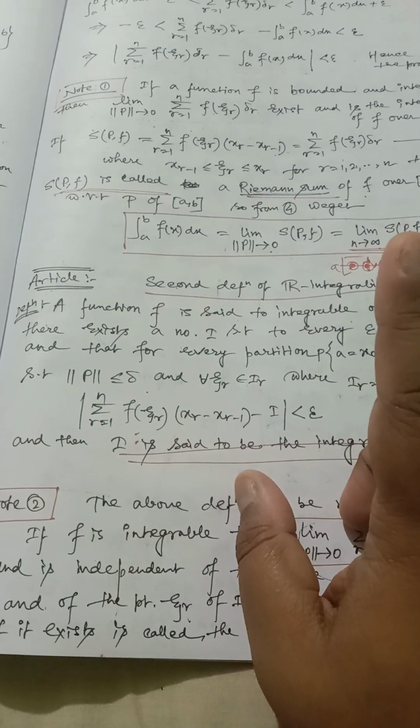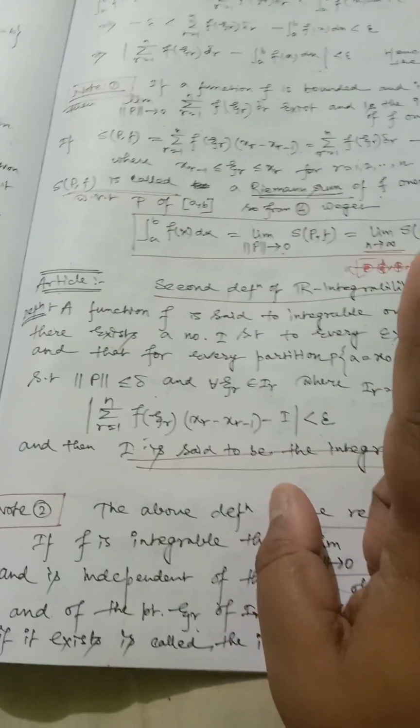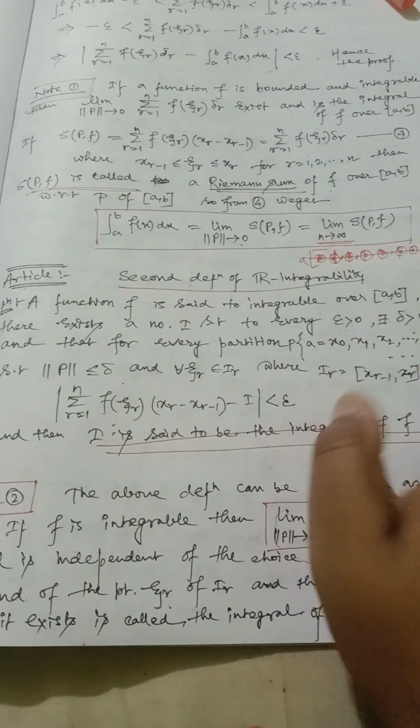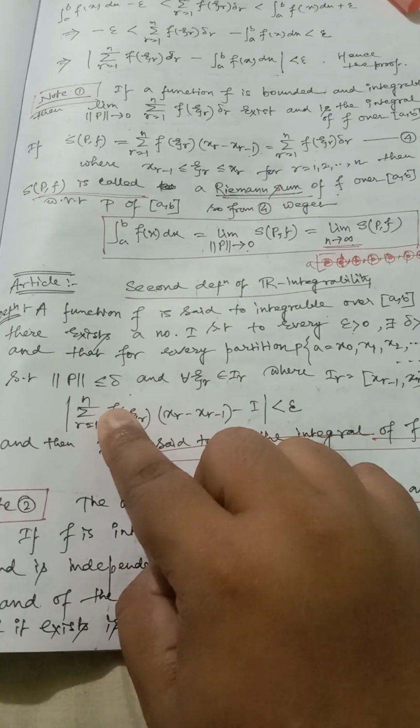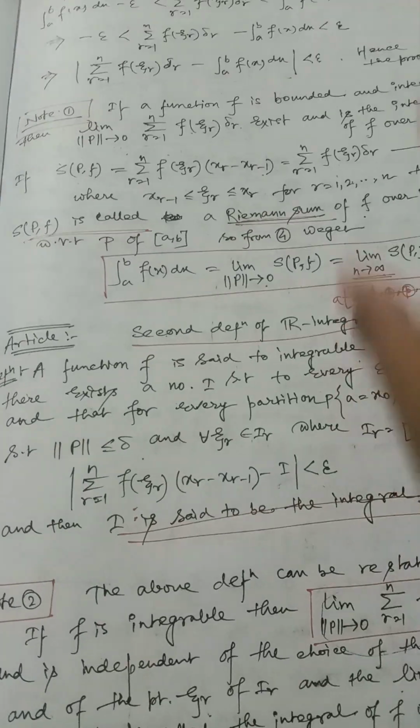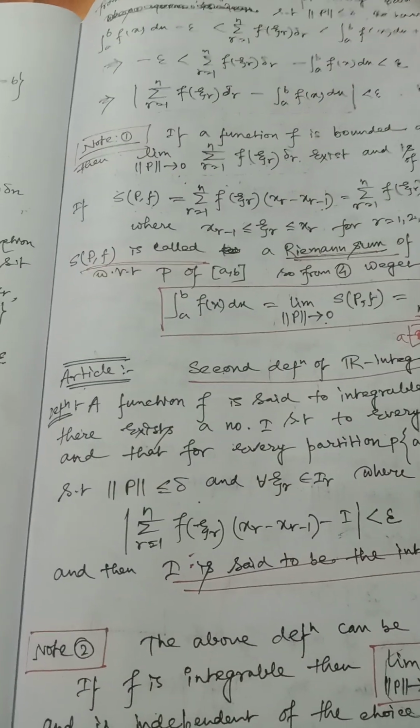Now we want to establish the equivalence of the basic definition of Riemann integrability and this alternative definition. That means you have to prove that from the first definition you can derive the second one, as well as from the second definition of Riemann integrability you can prove the first one. So let us try to prove that now.